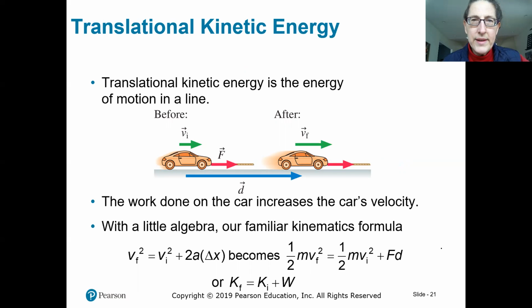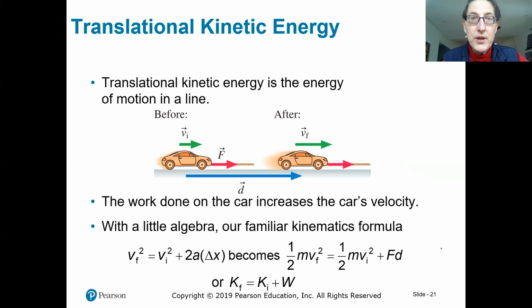So it's called translational kinetic energy, the type we'll be looking at in this course. Now there is something called rotational kinetic energy, but we don't get into that in this course. So all of our objects are just going to be going in straight lines. You know, they could be going down an incline or up an incline or over a hill, but it is still a straight line. Okay, so it's the energy of motion in a straight line.